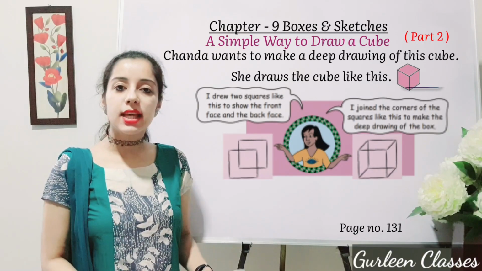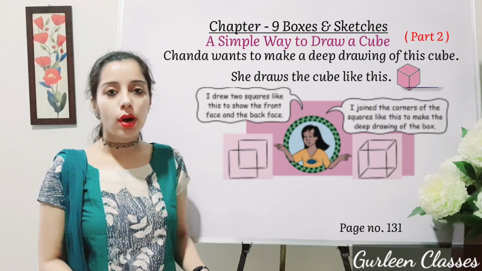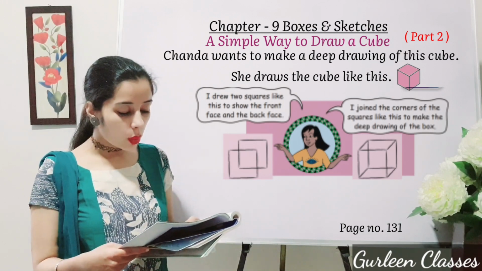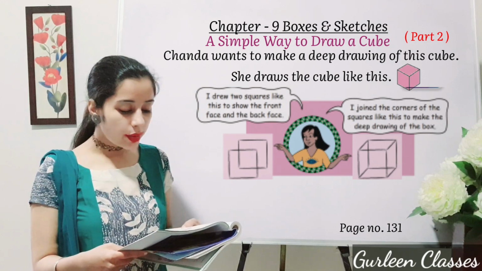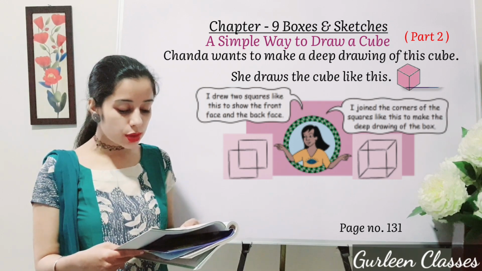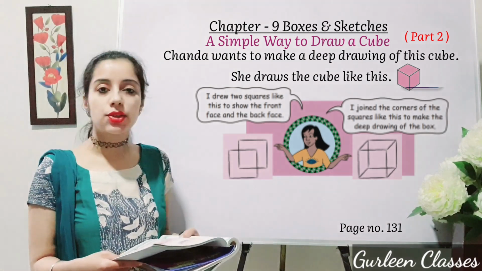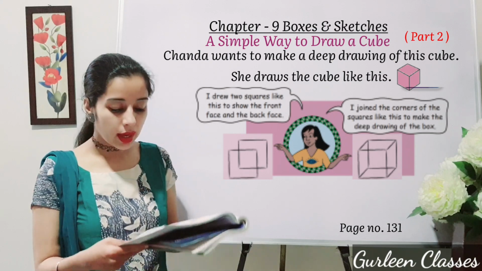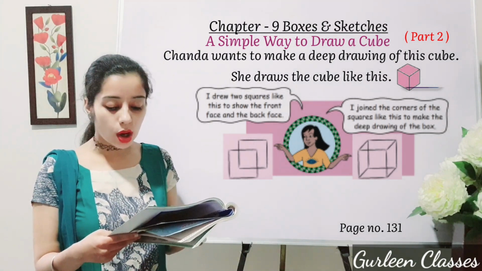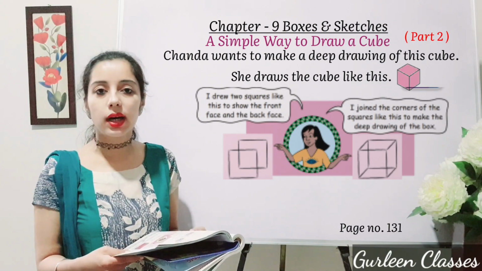Next topic, a simple way to draw a cube. So here Chanda wants to draw a cube. So now what is she saying? She draws the cube like this. I drew 2 squares like this to show the front face and the back face. So like this she has drawn the 2 squares to show the front face and the back face. I joined the corners of the squares like this to make the deep drawing of the box.